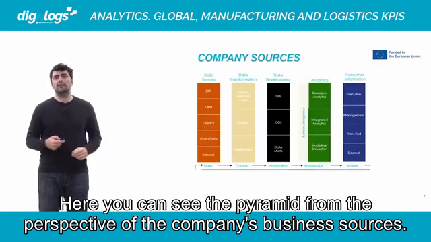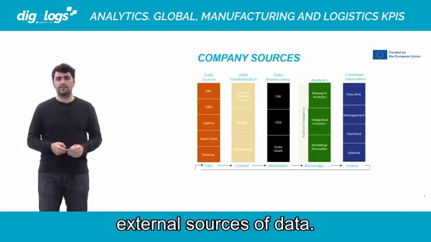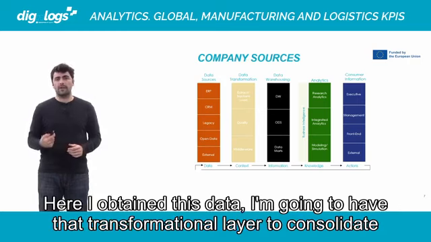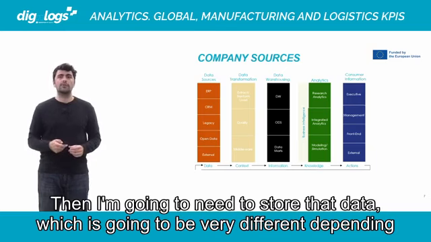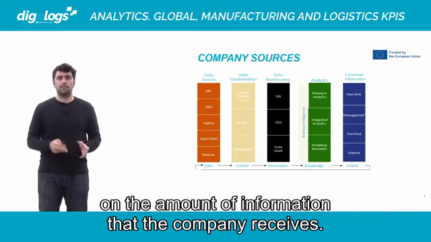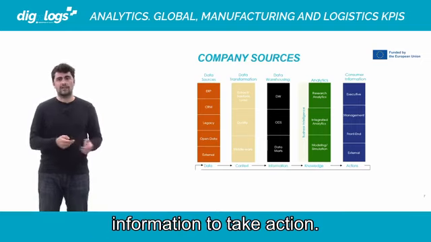Here you can see the pyramid from the perspective of the company's business sources. The most common sources of information are going to be ERP and CRM, but there's also external sources of data. After I obtain this data, I'm going to have that transformation layer to consolidate the data and give it coherence. Then I'm going to need to store that data, which is going to be very different depending on the amount of information that the company receives. Then we have the analytics part where business intelligence comes in, and finally, using that information to take action.